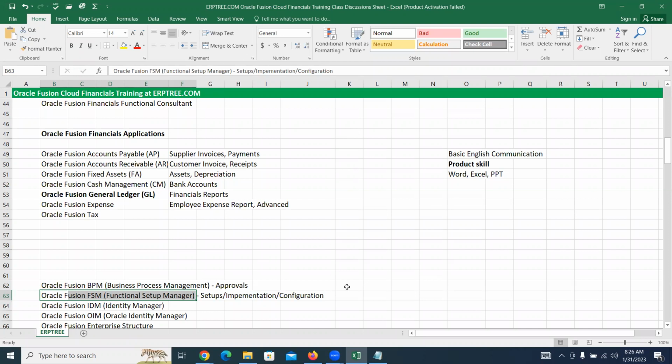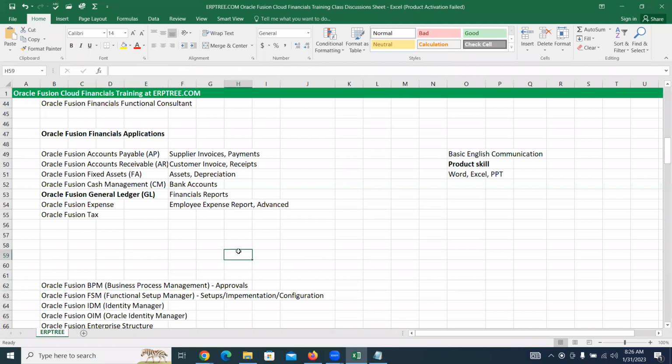It means doing setups we call implementation. If you want to use any application, you have to implement. Implementing means doing setups. So you have to do the setups before you use any application. For that, we need Oracle Fusion FSM. That's it.